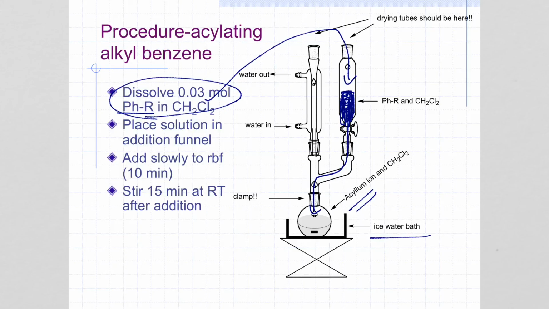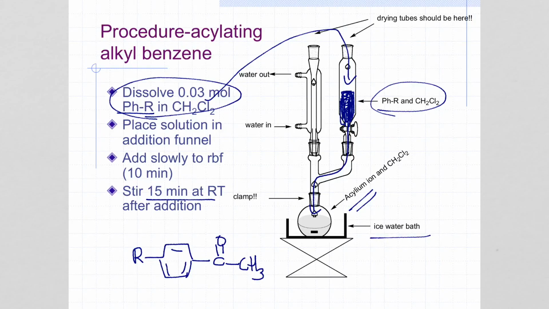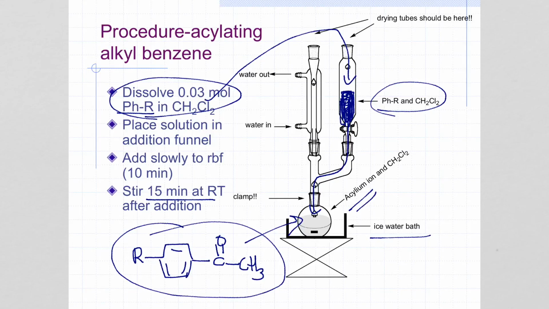You're going to add all of that, and then once you've added all of the alkyl benzene solution, you can stir it for 15 minutes at room temperature. Hopefully at the end of all that, in the round bottom flask, you will have a solution of your acylated alkyl benzene, and this is also generally called an acetophenone.